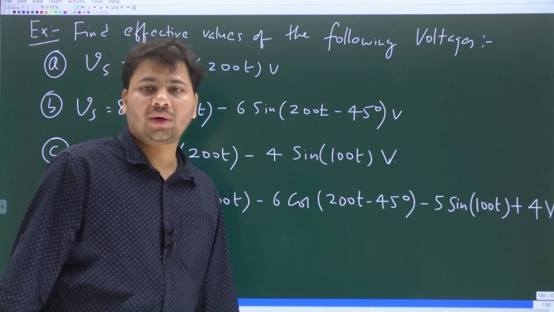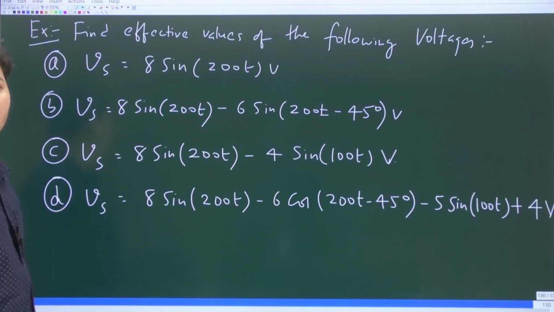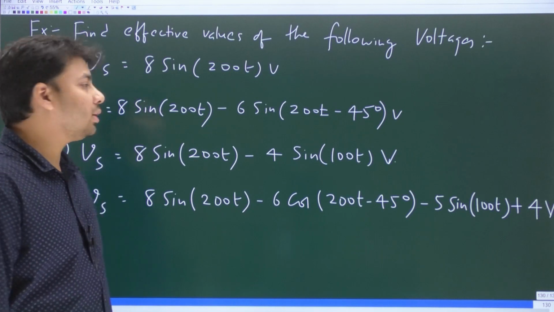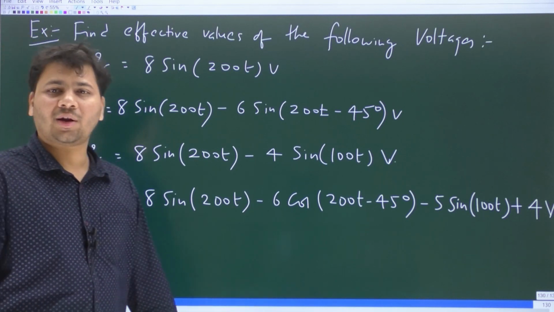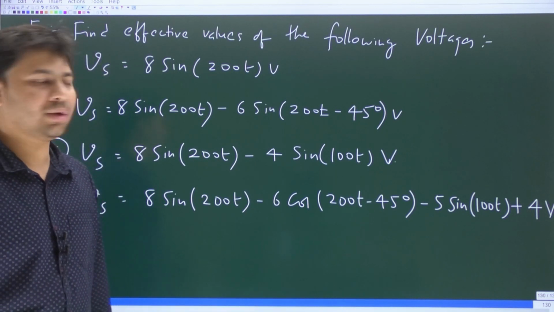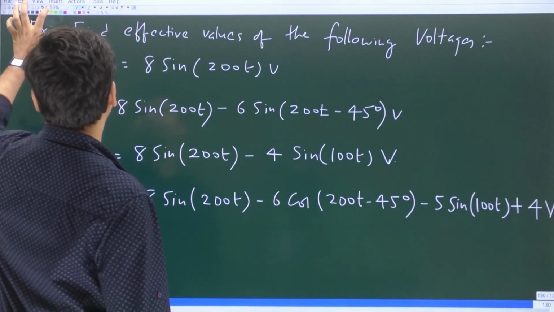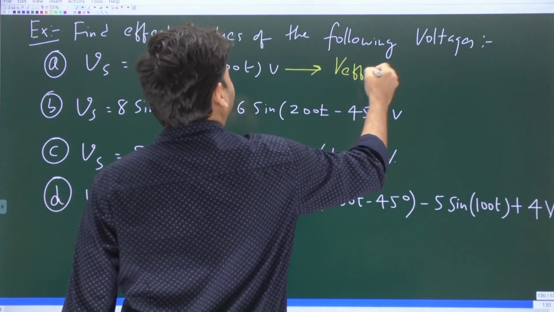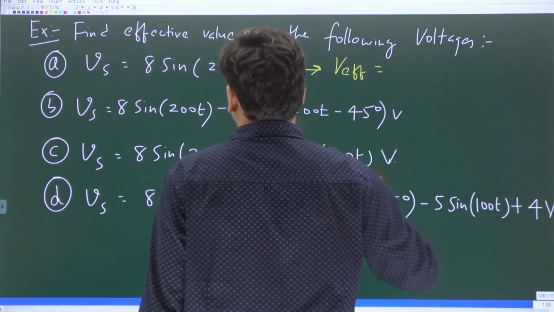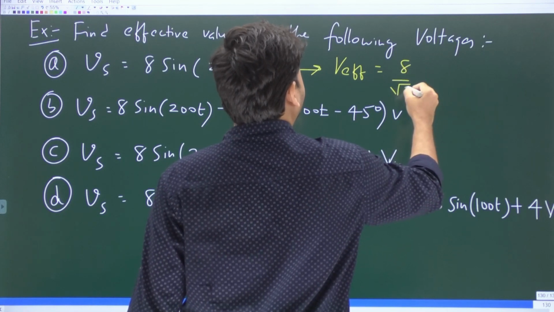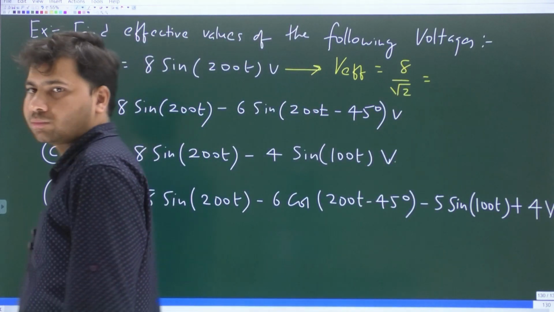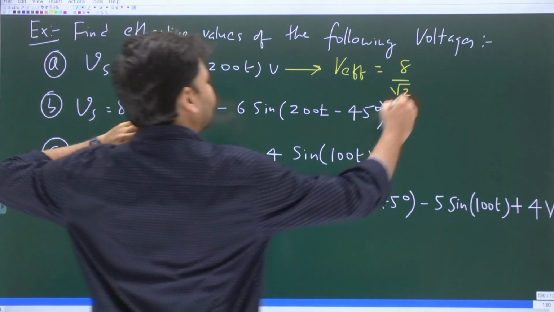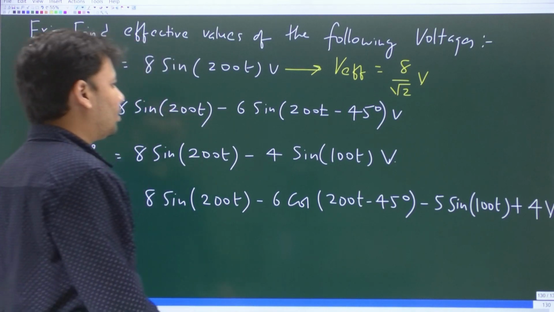I think the first one is very straightforward. There is only one component, which is 8 sine 200t. Amplitude is 8. RMS value is going to be amplitude divided by root 2. So for the first one, directly we can write V effective, the RMS value of voltage, is going to be 8 by root 2 volts. I can get the value, but I'll just leave it as 8 by root 2 volts.